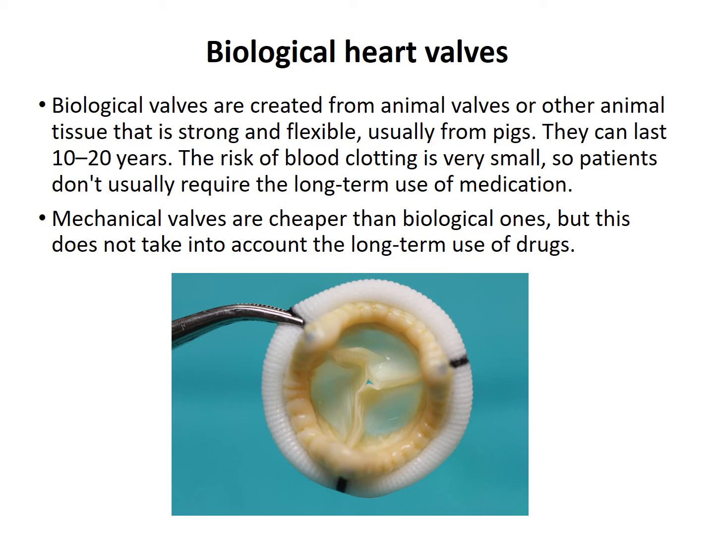Even though you probably think it would be cheaper, biological heart valves are actually more expensive, where you have to extract them, adapt them before they go in. But that's not taking into account the taking of blood thinning pills for the rest of their life. So the actual valves themselves, the mechanical ones are a lot cheaper, but because you have to take drugs for the rest of your life, it kind of evens it out.